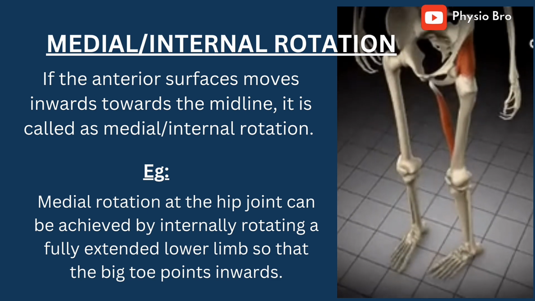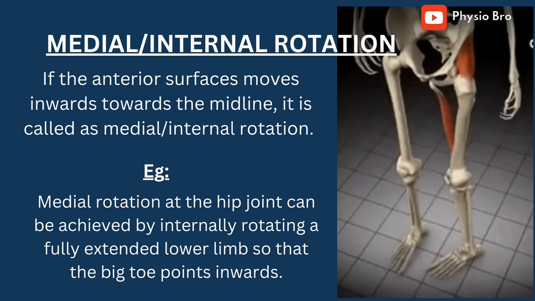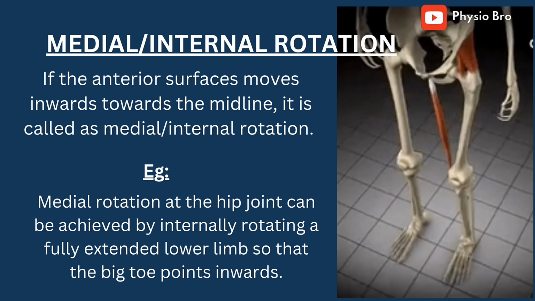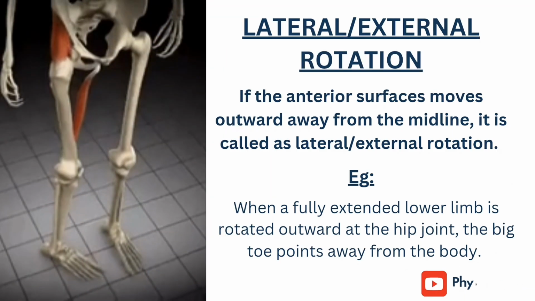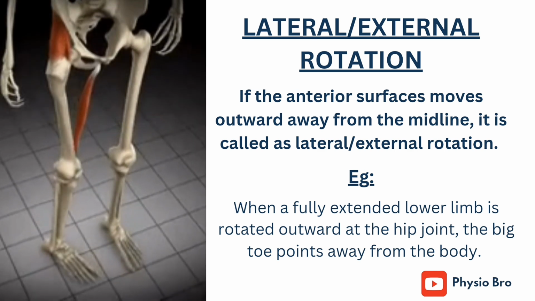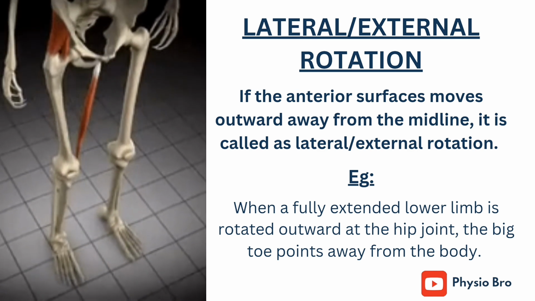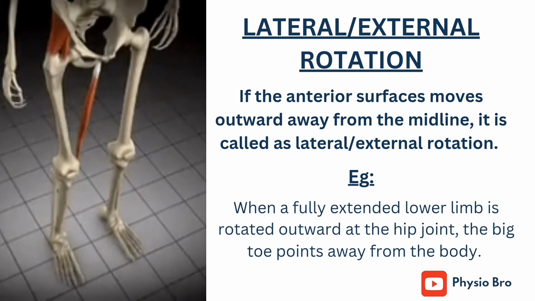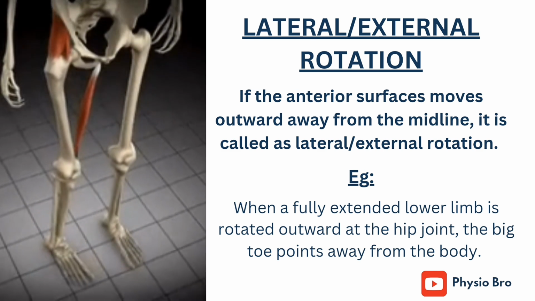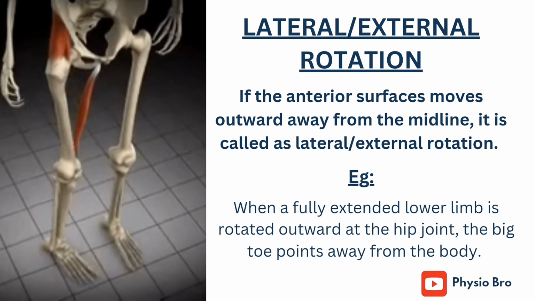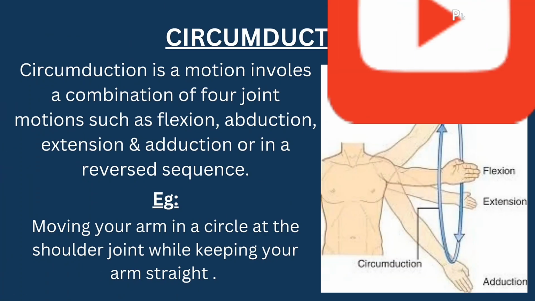Example: medial rotation at the hip joint can be achieved by rotating a fully extended lower limb internally towards the midline of the body, so that the big toe points inwards. Lateral or external rotation. If the anterior surface moves outward away from the midline, it is called lateral or external rotation. Example: when a fully extended lower limb is rotated outward at the hip joint, the big toe points away from the midline of the body.